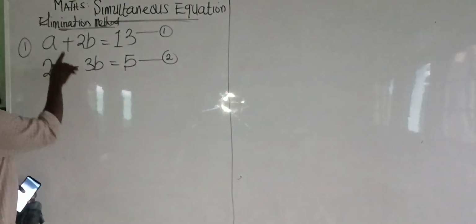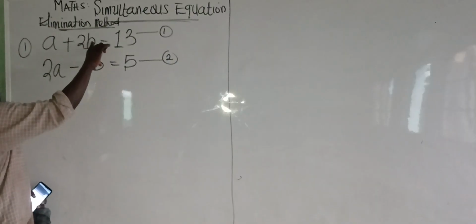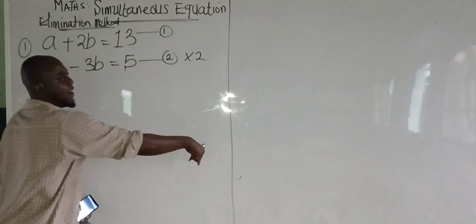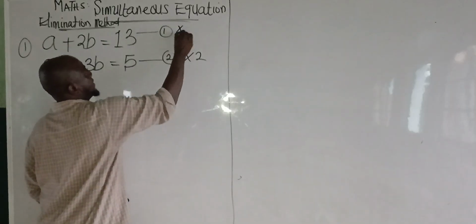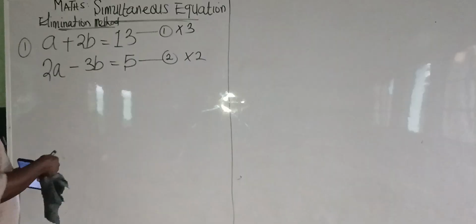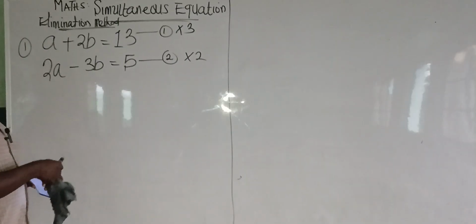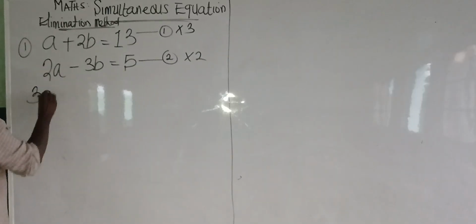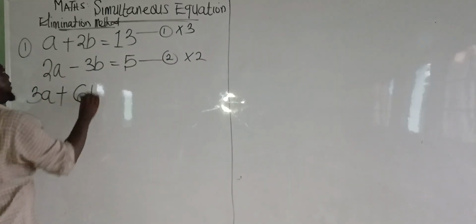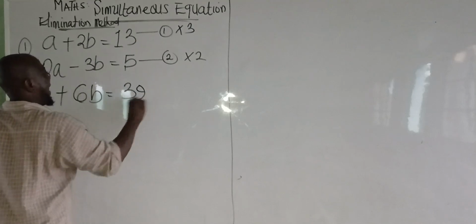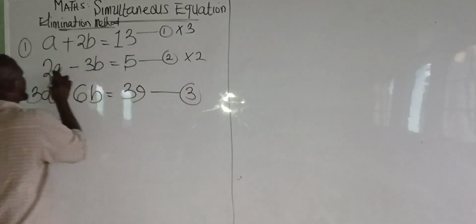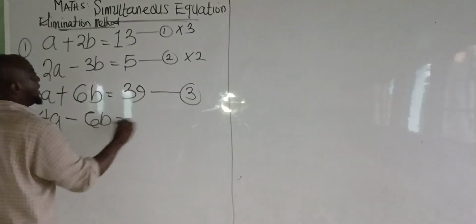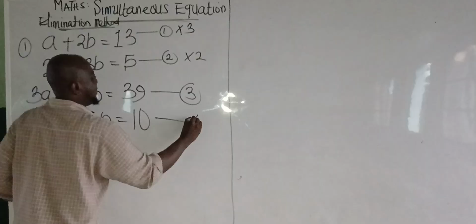So for me, because I have plus and minus here, I want to use this one. So I will multiply this 2 now by this 2. Use the up one to multiply the down one. Use the down one to multiply the up one. Because I want to make B the same thing. So it's up to you, whichever one you like. So let's multiply now. I have 3a plus, this will give us 6b, and this will give us what? 39. This becomes my equation 3. Multiply this. I have 4a minus 6b, and then this will give us 10 as my equation 4.